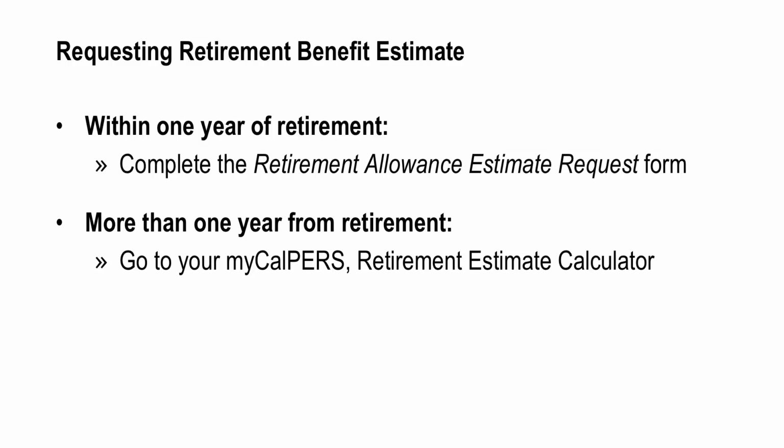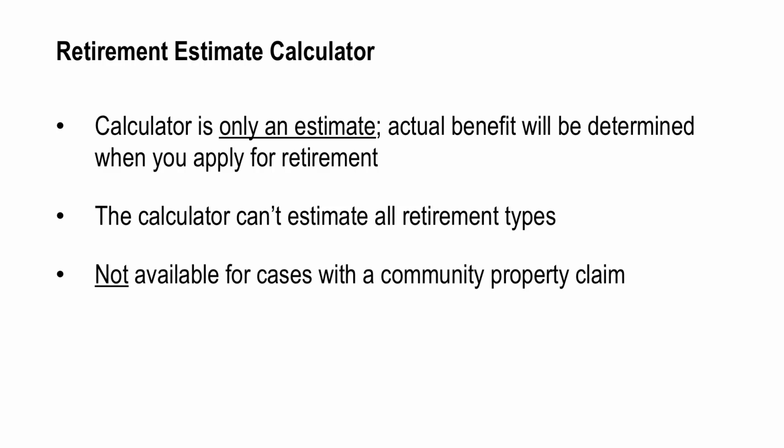If you are more than a year away from retirement, use the self-service estimate tools on our website by logging into MyCalPERS with your username and password. Regardless of whether it's a CalPERS-generated estimate or a self-service estimate from MyCalPERS, remember that this is only an estimate. Your actual benefit is determined when you apply for retirement. Changes in pay rate or time base can affect the final calculation.